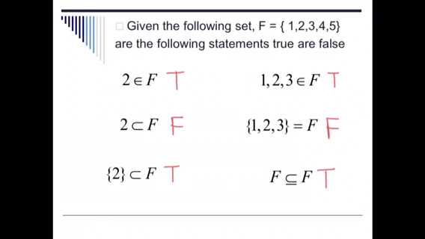Alright, let's see how you guys did. So looking at our first example here, we have 2 as an element of F. That's what that's read as. 2 is an element of F. So to check that, is 2 somewhere in that set? And it is. So it's a true statement.